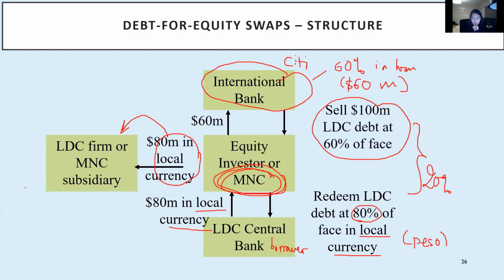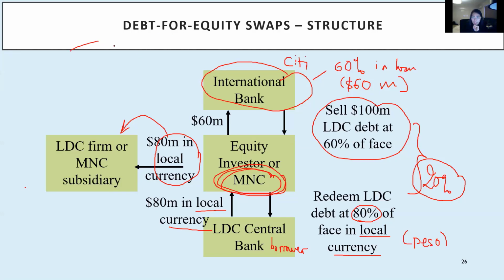So the benefit here for the multi-corporation is that they get to invest in the country of their choice, and at the same time they get to earn a spread in between the creditors and the borrower. Okay. So the three parties involved in the debt to equity swap are all better off.